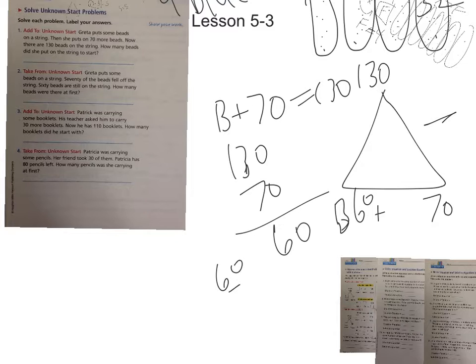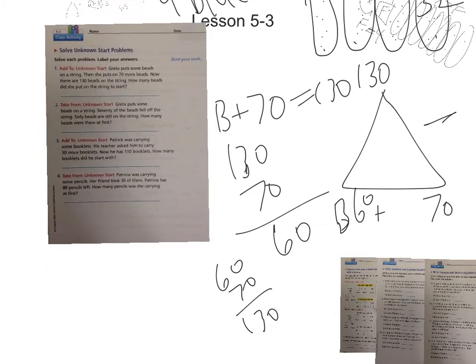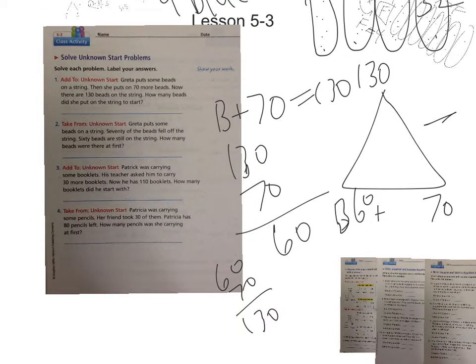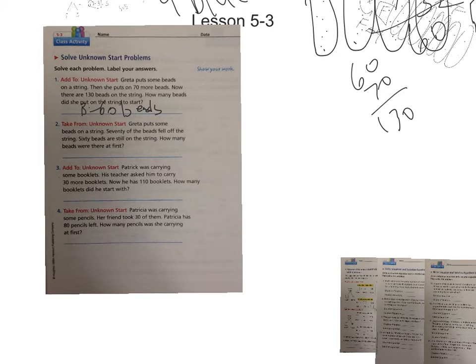60 plus 70 equals 130. That's correct. So B equals 130. I'm sorry, B equals 60 beads. Okay. Let me get that out of the way. Let's take a look at the next one.